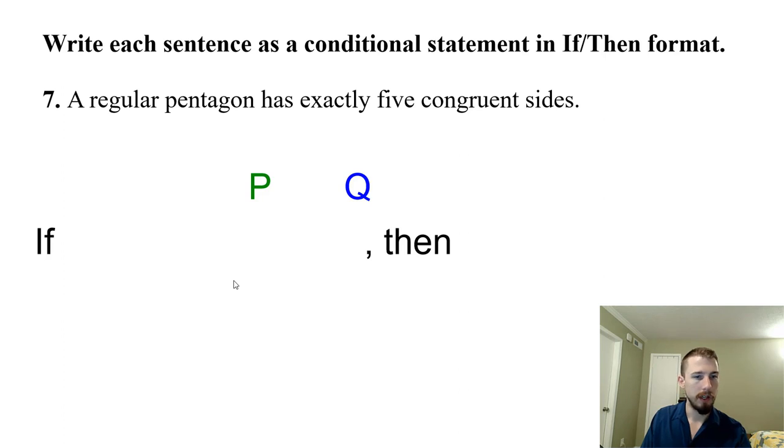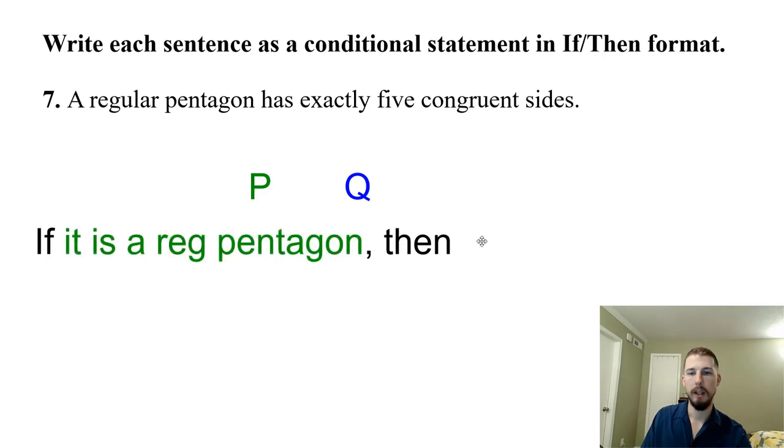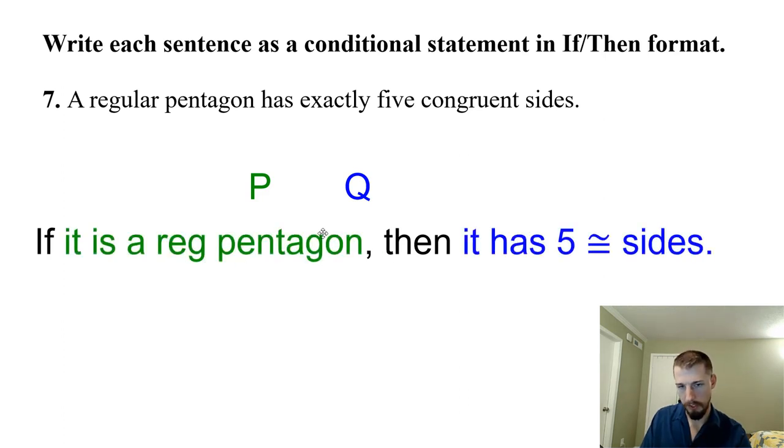All right, number 7, it says write each sentence as a conditional statement in if-then format. So a regular pentagon has exactly 5 congruent sides. So that tells us if it is a regular pentagon, then it has 5 congruent sides. So our hypothesis is that it's a regular pentagon. Our conclusion is that it has 5 congruent sides. So most of the time you're not actually going to switch the order of them, so try it out, see if it makes sense if you just put an if in the front and then a then for the second part of the statement.